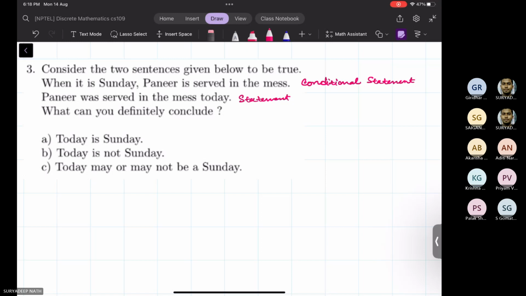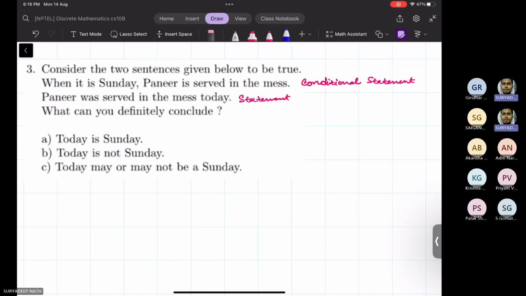Option C, sir, I think. Okay, can you explain how you think option C is correct? Sir, when the statement says when it is Sunday, that is a hypothesis. So it may or may not be true, but the condition might or might not depend on the hypothesis. So that's why. Okay, you are right.